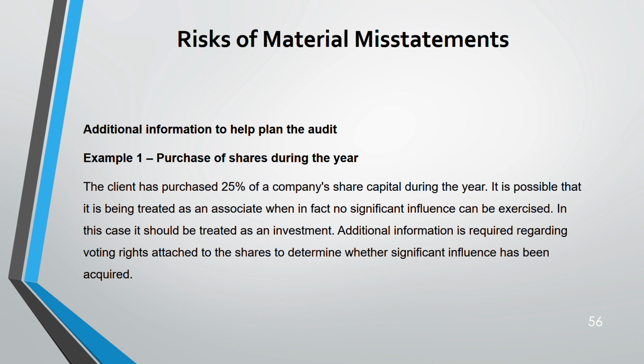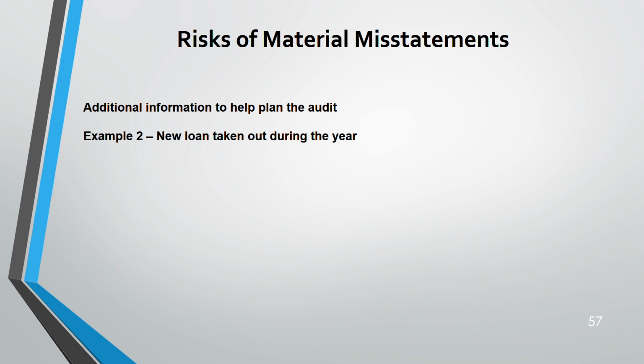What happens? If no significant influence is exercised, it could be treated as an investment. That means according to IFRS 9, the IFRS 9 rule applies at that time. This is the reason you need additional information, regarding how voting rights are attached to the shares. Through this, you will understand whether significant influence has been acquired or not. If significant influence, it's an associate. If no, then it's an investment. That means the IFRS 9 rule applies. That is a financial instrument.